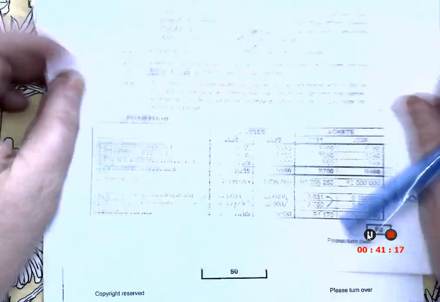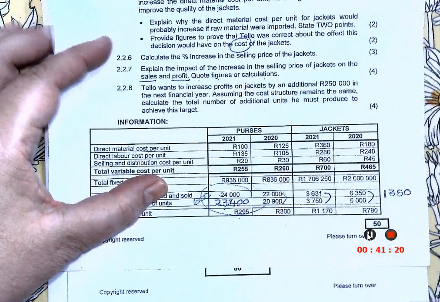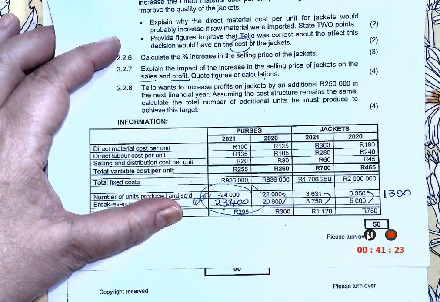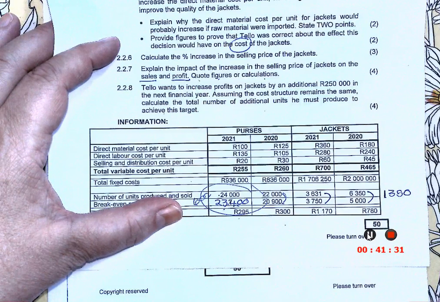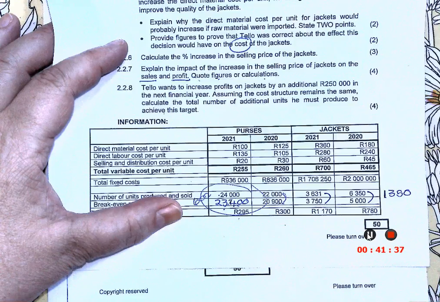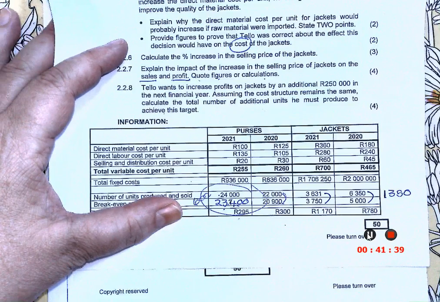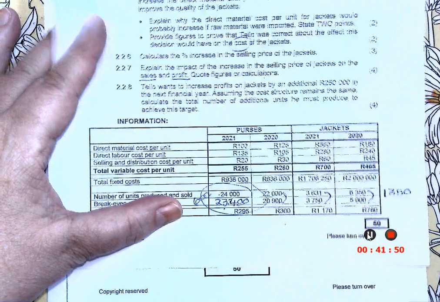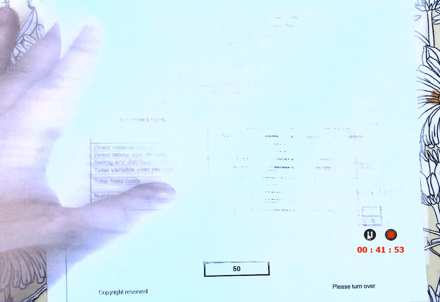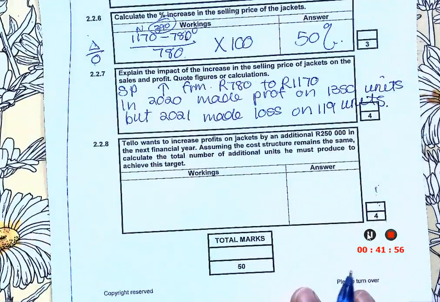Okay, Telo wants to increase profits on jackets. Can you see here? By an additional 250,000 in the next financial year. Assuming the cost structure remains the same, calculate the total number of additional units he must produce to achieve his target. I remember this year we had a very big fight about this. In the end they marked it in two ways. So what I'm going to do is this, and I believe I am right. And you're going to hear that I am right.